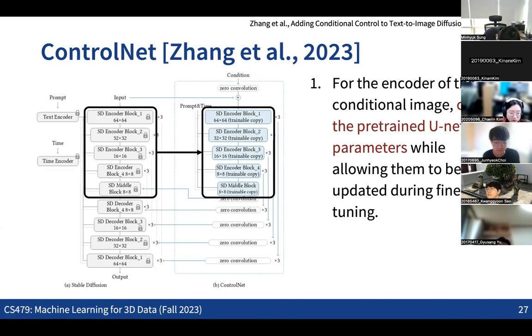So let me see. So this is the conditional input image, right? And here, this input, can you guess what's the input here? So the left-hand side is basically the noise prediction network, right? Then what should be the input to the noise prediction network? Question?